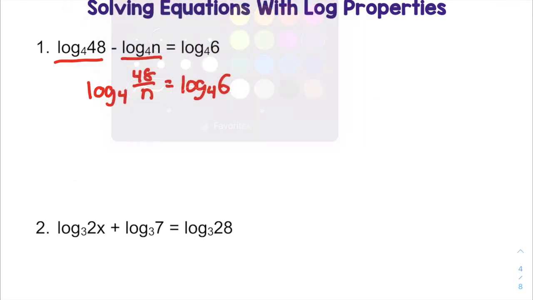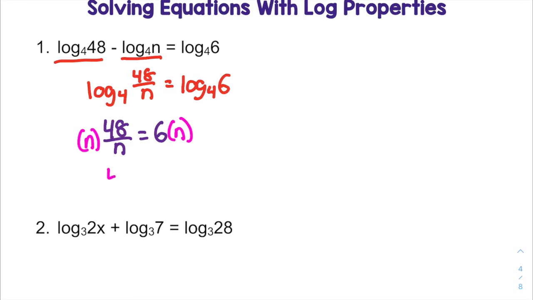And using the last lesson, which tells us that if the log expressions on both sides of the equation have the same base, we could set them equal to each other. So 48 over n must be equal to 6. We could solve by multiplying n on both sides of the equation, leaving us with 48 equals 6n, and then dividing 6 on both sides, getting our answer, or our solution for n, equal to 8.